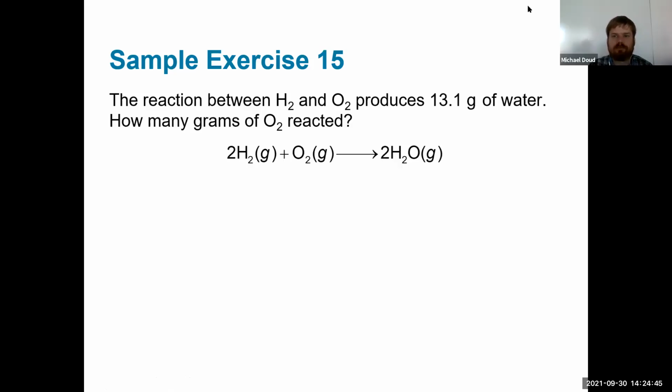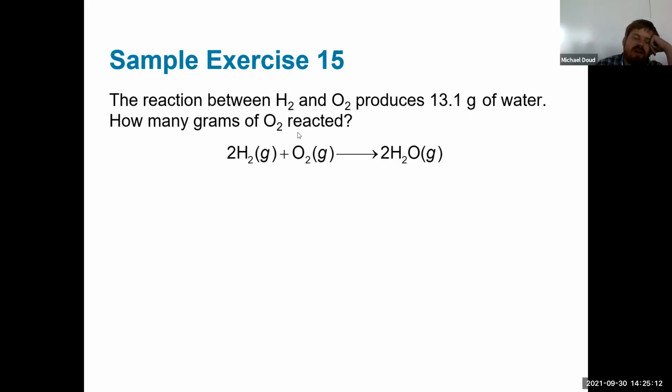So pause. And we're back. Let's go ahead and think it through. So this is a lot like the last problem. Of course, different products and reactants, but we made 13.1 grams of water, and we're asking how many grams of oxygen reacted. So all we need to do is take the grams of water to moles of water. Then we know that for every 2 moles of water that were produced, 1 mole of oxygen reacted.